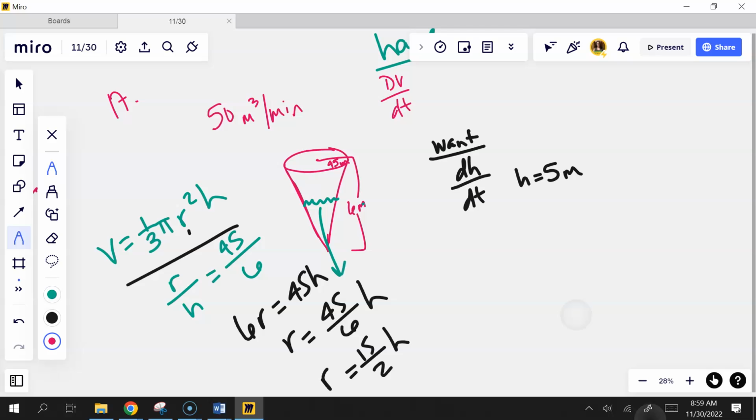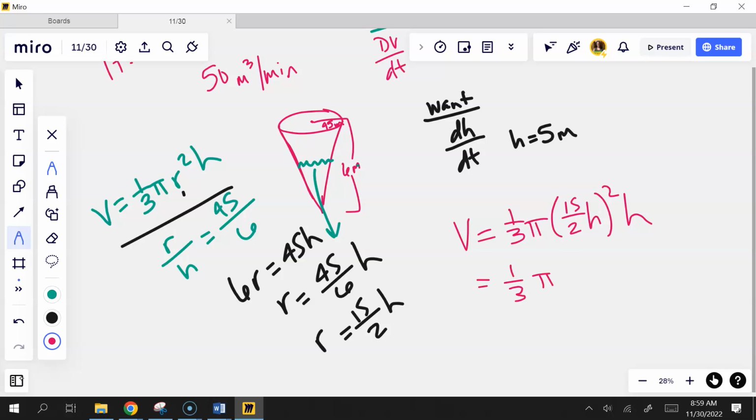Okay. I'm going to rewrite this volume equation to have only h's. 1/3 pi. It's not r anymore. It's (15/2 h) squared. 1/3 pi, let's see, 225/4 h cubed. I'm going to go ahead and put those two together. 75. Is that right? And then does the 75/4 reduce? I feel like no. I feel like I should use a calculator. Okay, so I got 75/4 pi h cubed. That's my volume.